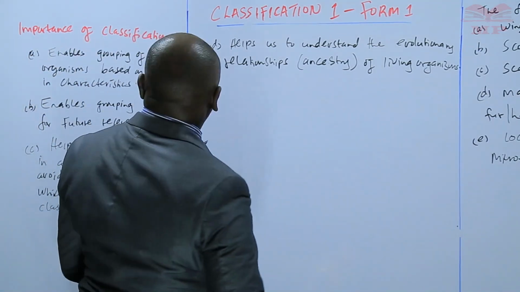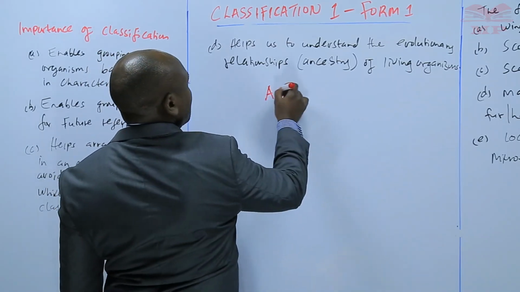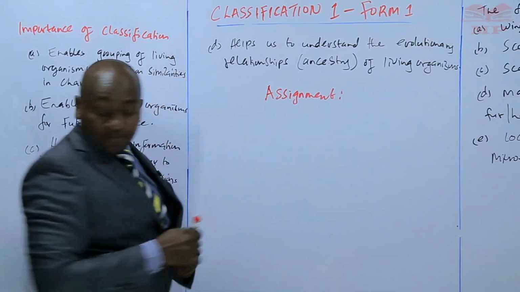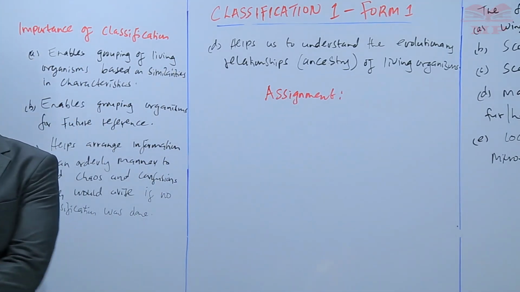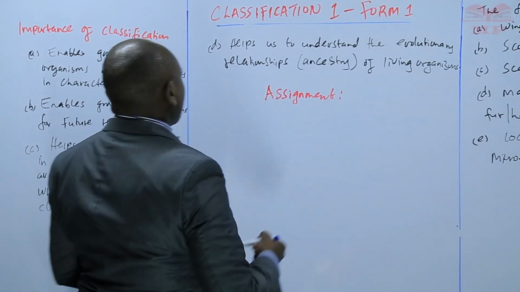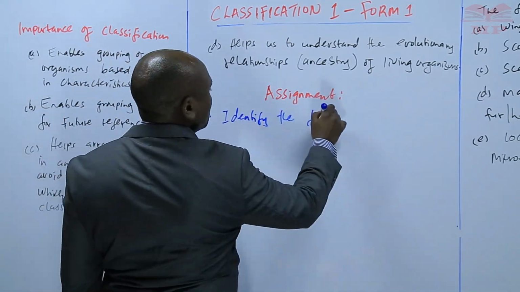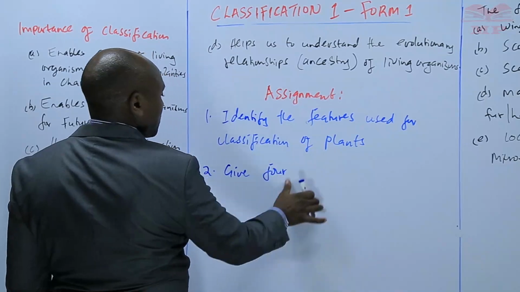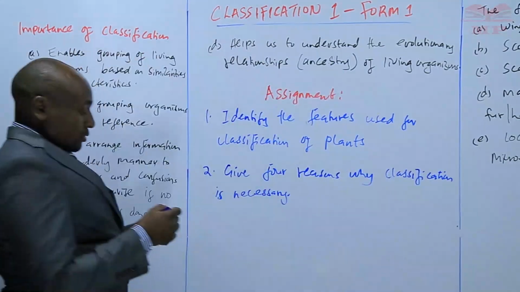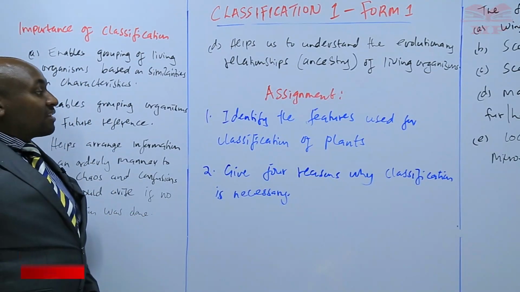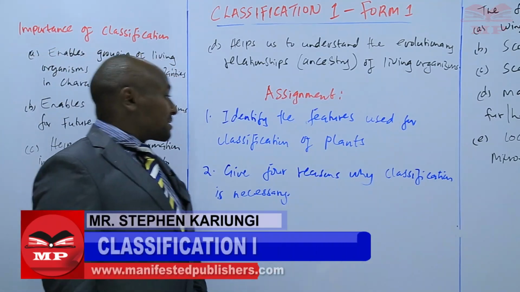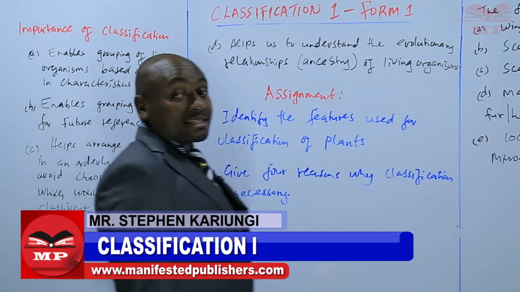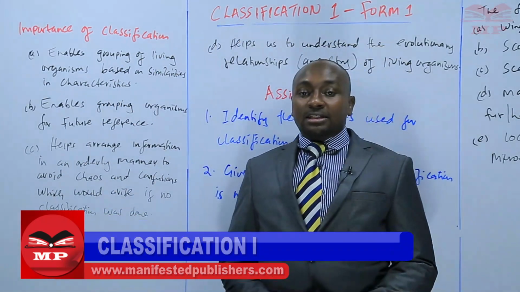The next thing that we're going to do is to have an assignment based on what we have learned. Those are two questions. Number 1, identify the features used for classification of plants. And number 2, give 4 reasons why classification is necessary. So we'll stop there until the next lesson.